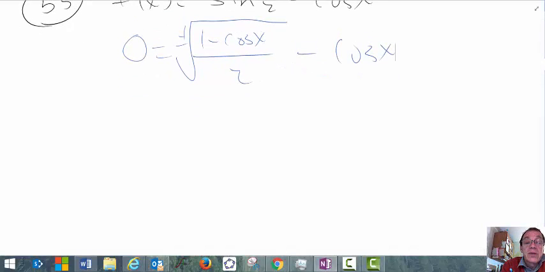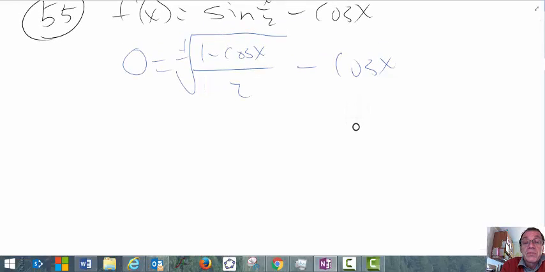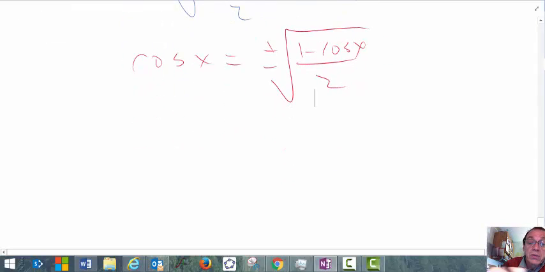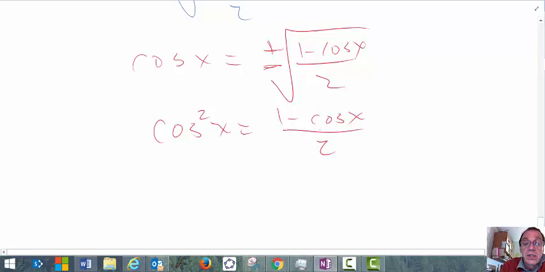Well, I'd like to square this so I don't have that radical anymore, but I can't do that when there's a buddy next to it over here. So what I'm going to do is add cosine of x to both sides, and we're going to end up with cosine x is equal to plus or minus square root of 1 minus cosine x over 2. Now if I square both sides, I'm going to end up with cosine squared x is equal to, now the plus or minus doesn't matter because when I square it, I'm going to end up with a positive anyway, 1 minus cosine x over 2.